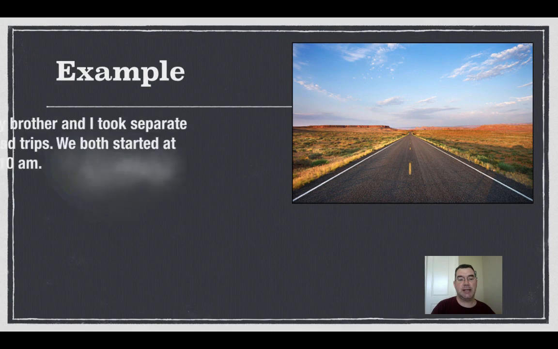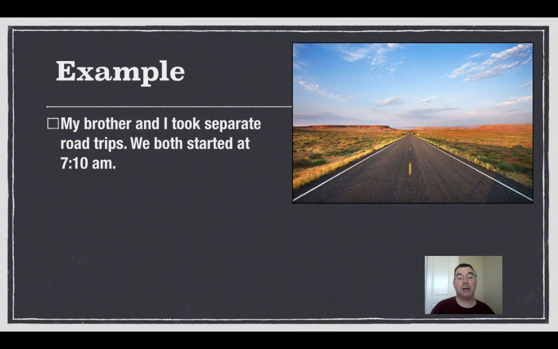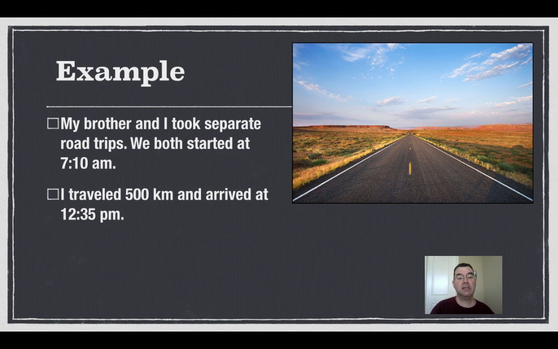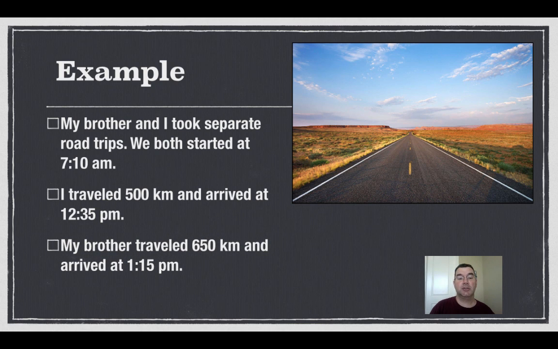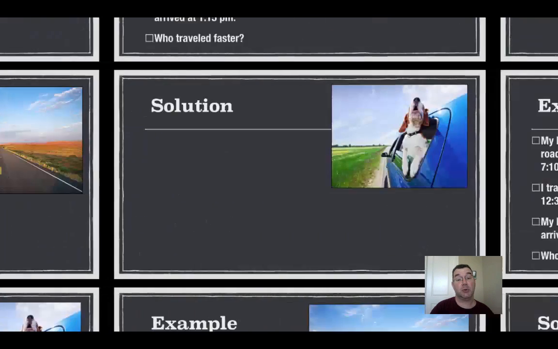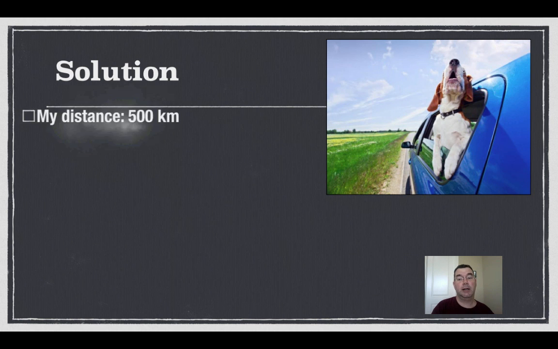All right, so here's an example. Let's say my brother and I took separate road trips and we both started at 7:10 a.m. So I travel 500 kilometers and I arrive at my destination at 12:35 p.m. My brother travels 650 kilometers and he arrives at 1:15 p.m. So it's a question of who traveled faster. So we're looking at the rates of both of our trips.